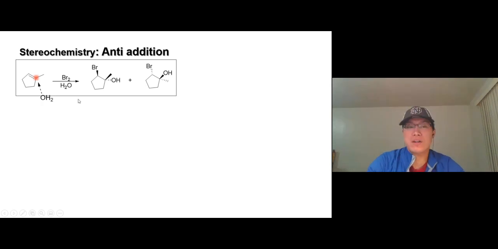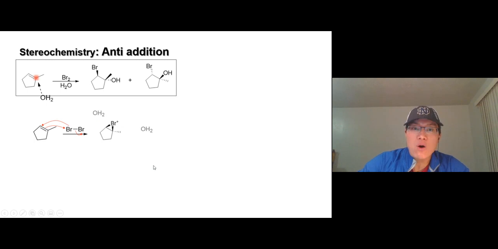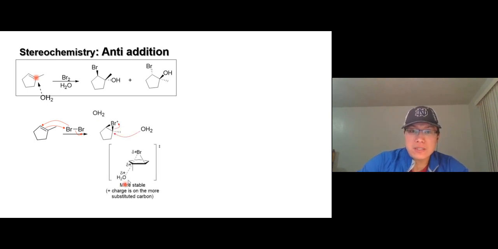This is not really Markovnikov, but it looks like the nucleophile usually tends to attack the more substituted carbon. And here's the reason why. When the bromonium ion is formed like that, water can attack on this carbon, which is just a transition state, we'll get back to that. And water can attack the other one too, and you get another transition state.